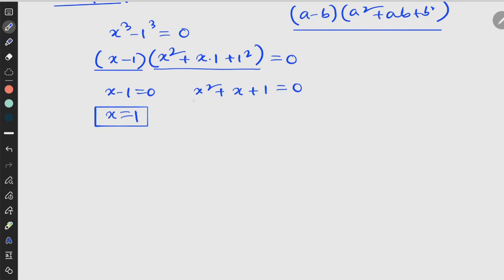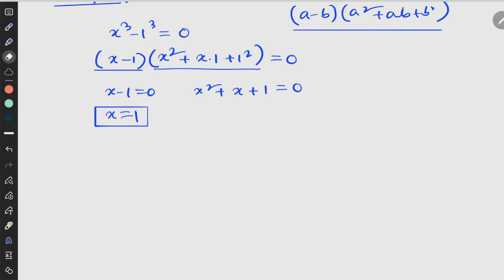And here are 2 more values, because we know that this is a quadratic equation. A quadratic equation always has at least 2 values of x. We cannot use the middle term trick here. That's why we have to try another method.